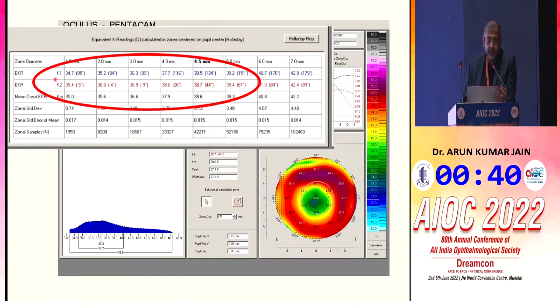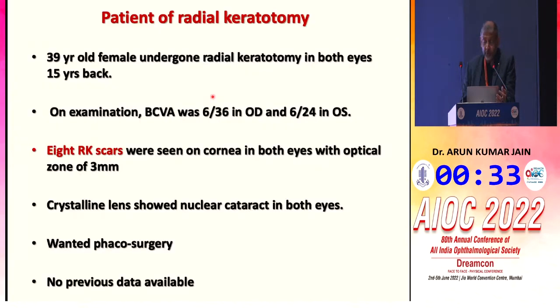Studies have shown that we should be using 1 to 2 millimeter readings of EKR rather than 4.5 millimeter. They are more accurate in calculating the IOL power. This is a patient with post-radial keratotomy with diminished vision, and 8 RK scars were there.